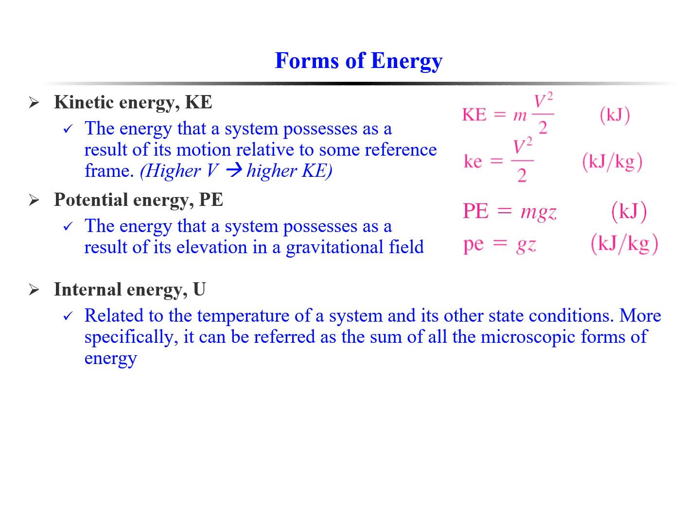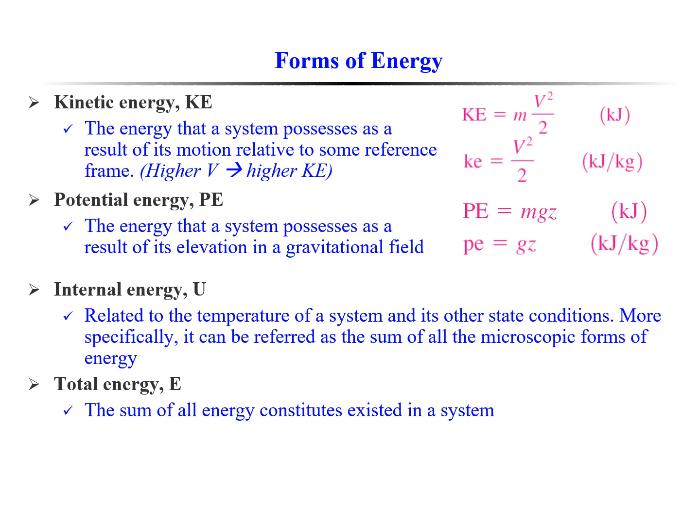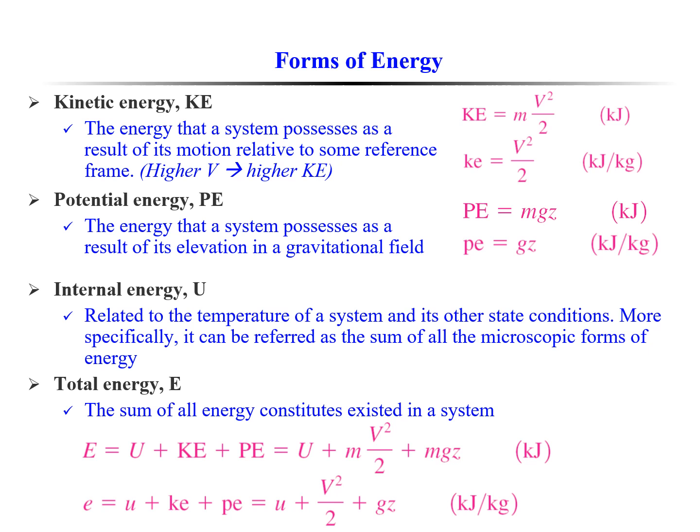Internal energy, U, is related to the temperature of a system and its other state conditions. More specifically, it can be referred to as a sum of all the microscopic forms of energy. There is no easy formula to calculate the internal energy. If we add all the energy together, it is called total energy. We can use the letter E to represent it. Therefore, capital E equals capital U plus capital KE plus capital PE. Again, the lowercase letter represents energy per unit mass.